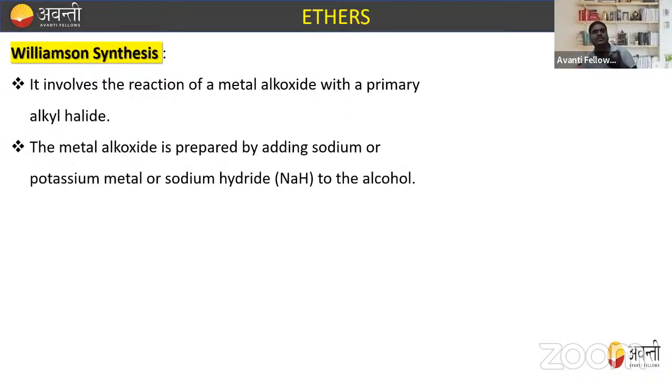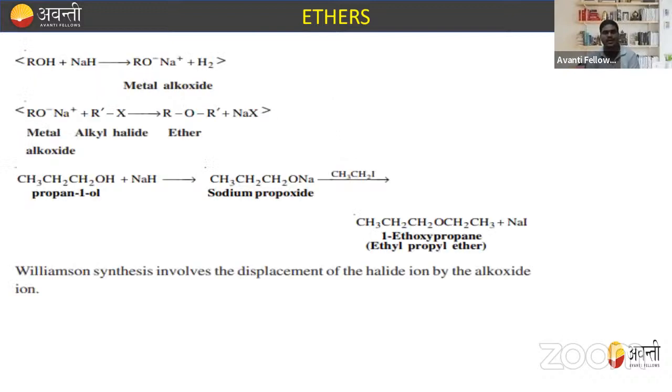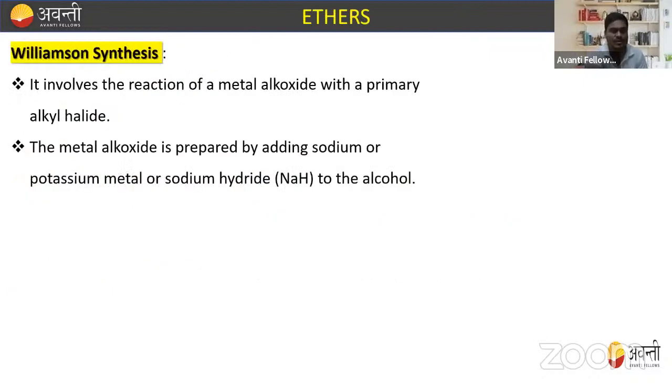It involves the reaction of the metal alkoxide with the primary alkyl halide, and the metal alkoxide is prepared by adding sodium or potassium metal, or sodium hydride, to the alcohol. So if you treat propanol with Na, then sodium propoxide will be prepared, and this is further treated with CH3CH2I, then we'll get the ether. Williamson synthesis involves the displacement of the halide ion by the alkoxide ion, right? So this is how we can prepare ethers through the Williamson principle.